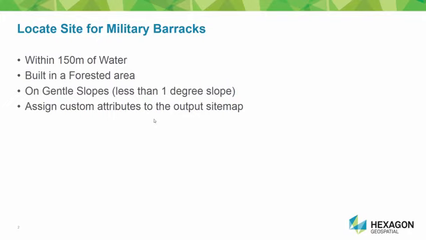So the criteria we're going to look at is that it must be within 150 meters of a water source for fresh water. It must be built in a forested area for cover. It must be on gentle slopes, less than 1 degree for ease of construction. And we're also going to look at how to assign some attributes to our output site map.